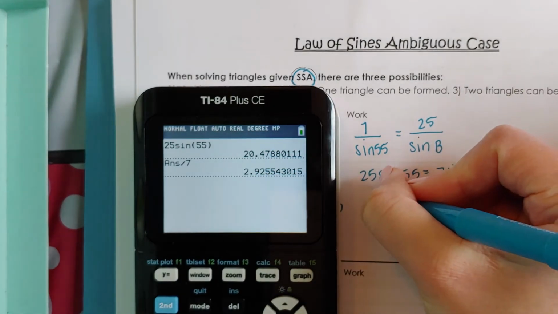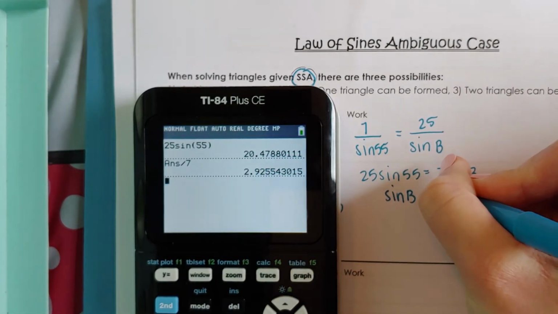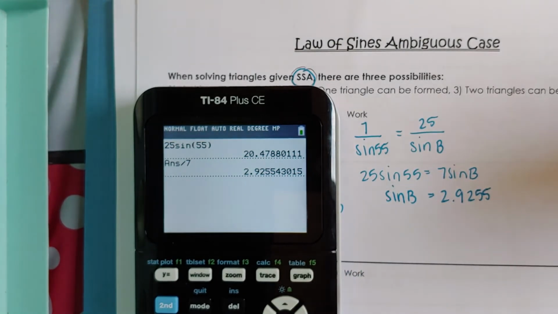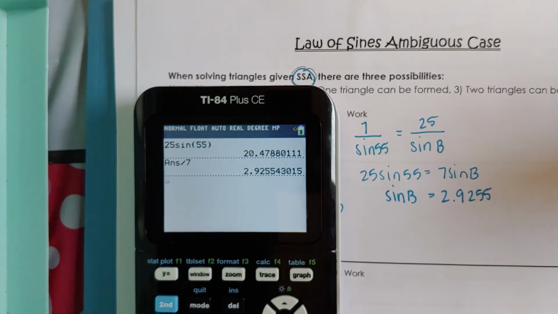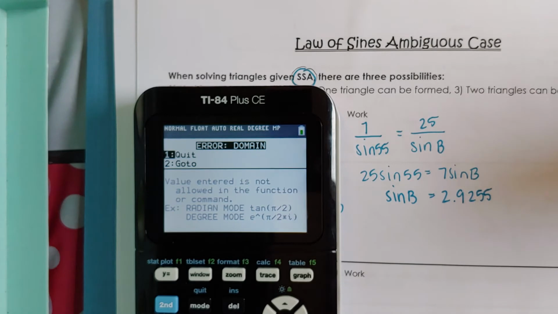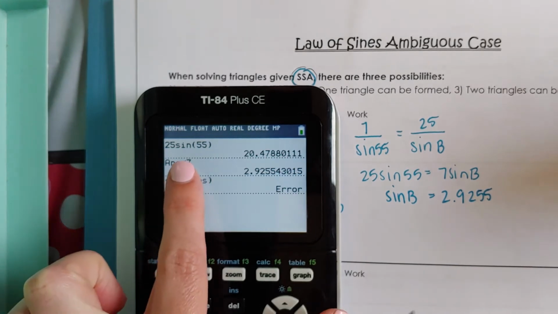Okay, so we get sine of B equals 2.9255. Okay, now to get B by itself, I have to do the inverse. So I'm going to do second sine of that number, and you could type it in or you could use second negative, which references that last answer, and it gives me an error. Okay, when I get an error, I'm going to double check my work. Okay, I'm going to go back, I'm going to make sure I typed it in right.